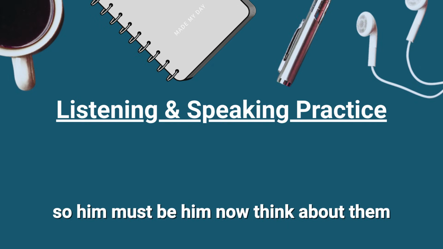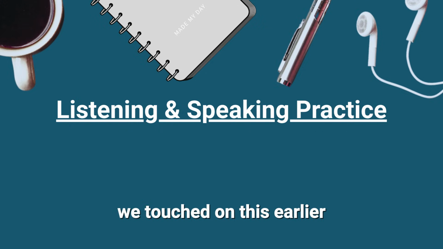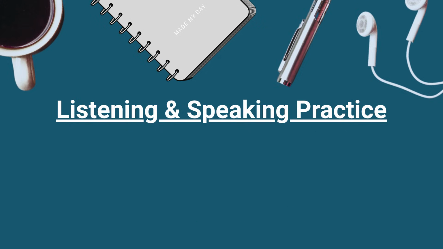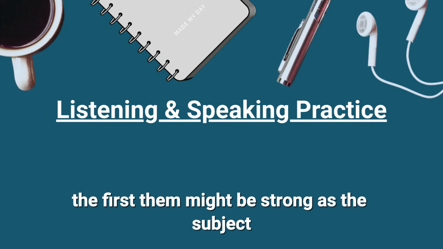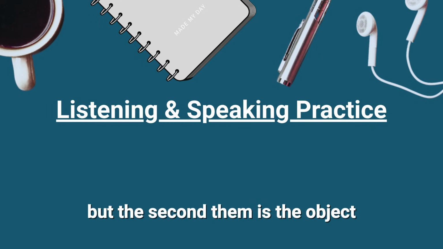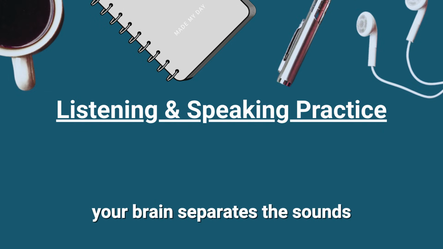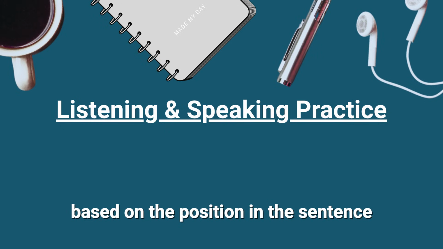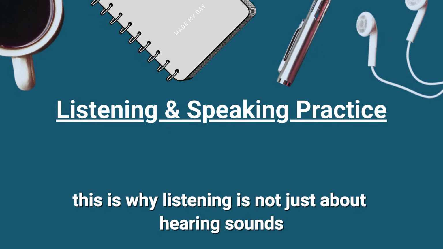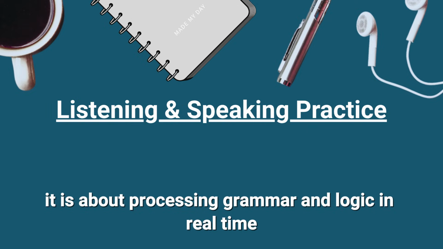Now, think about "them." We touched on this earlier, but it fits here too. "Give them to them." The first "them" might be strong as the subject, but the second "them" is the object. "Give 'em to 'em." It sounds like "give 'em to 'em." Your brain separates the sounds based on the position in the sentence. This is why listening is not just about hearing sounds. It is about processing grammar and logic in real time.